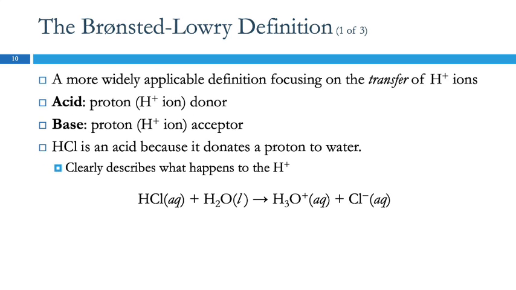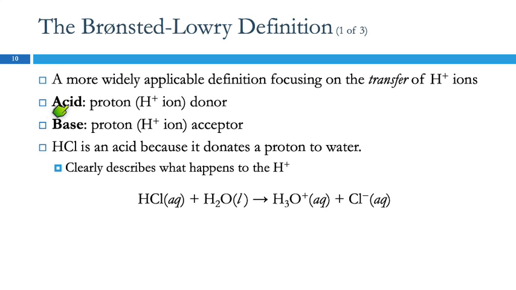This is the second definition, Bronsted-Lowry. This is more widely applicable. This focuses on transferring hydrogen ions. Not does it form them in solution, but what's transferring hydrogen ions and what is receiving hydrogen ions. So the acid is a hydrogen ion donor. As we talked about, a hydrogen ion is a proton. So an acid is a proton donor, the base is a proton acceptor.